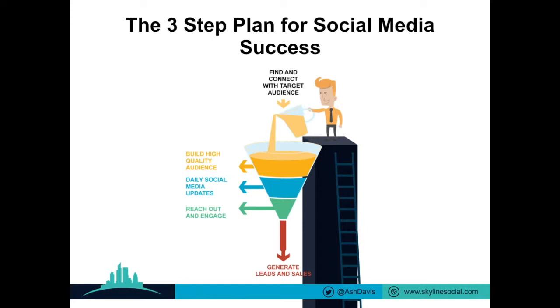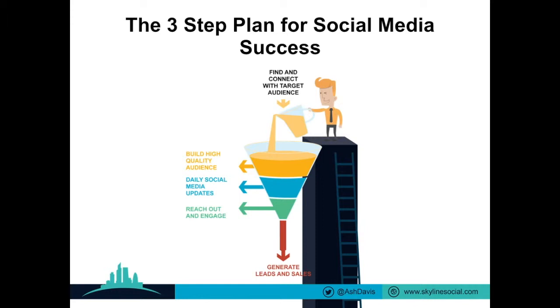The first thing that you need to do is build a high quality targeted audience. And we're going to show you how you can do that on Twitter. The second thing that you need to do is post regular social media updates, and that will help you build up trust and brand awareness and build up a relationship with those in your target audience. And we're going to show you how you can do that as well.